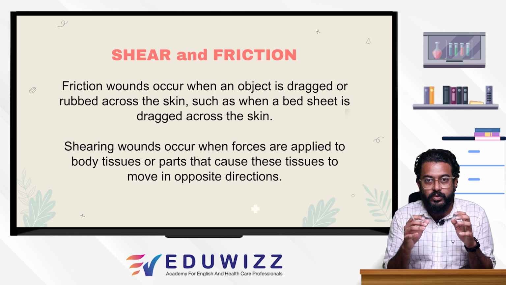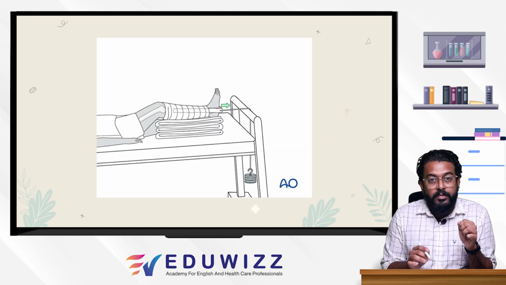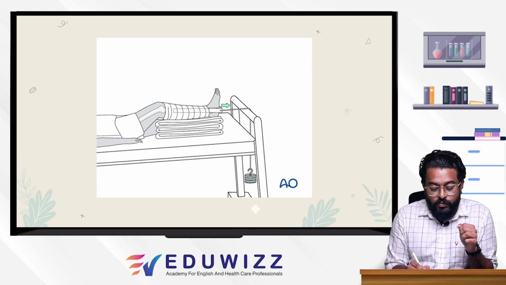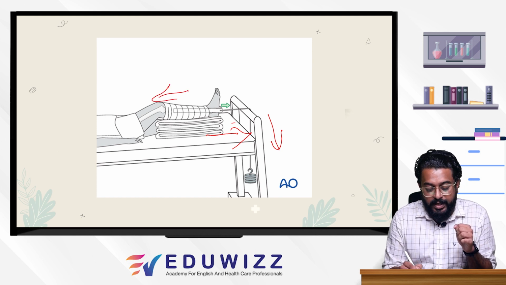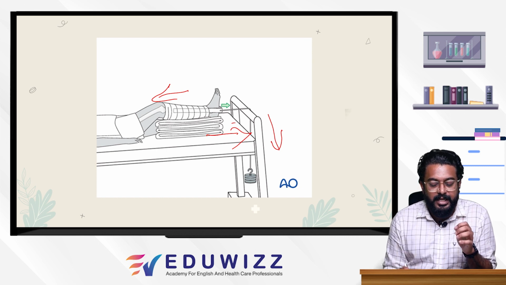opposite directions. So because of the weight applied in the traction, as you can see in this picture, there will be an opposite force by this weight. So this pressure is known as shearing. The body will pull backward and the weight will pull forward. So this force is known as shearing.